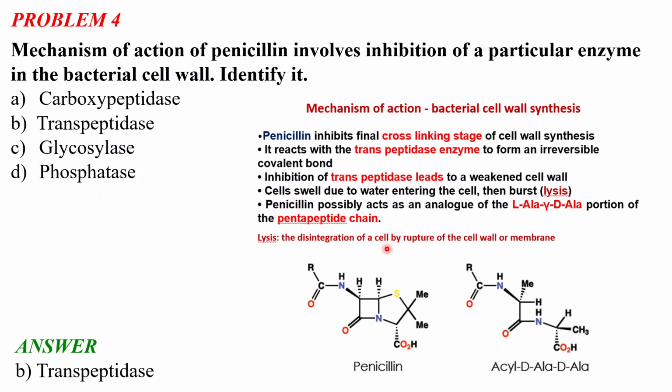As you can see, this is the structure of penicillin, and it is an analog of the acyl-D-Ala-D-Ala, which is a particular portion of the pentapeptide chain for the transpeptidase enzyme. So it mimics that portion and binds to the transpeptidase enzyme, and then inhibits bacterial cell wall synthesis. So the correct answer was transpeptidase.